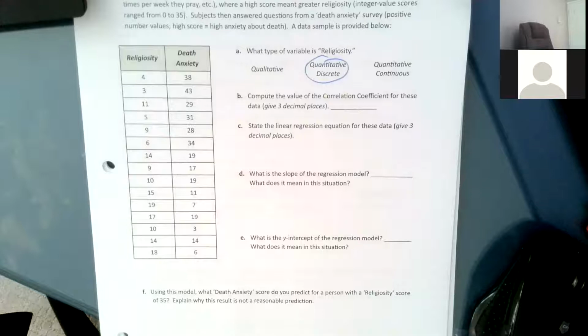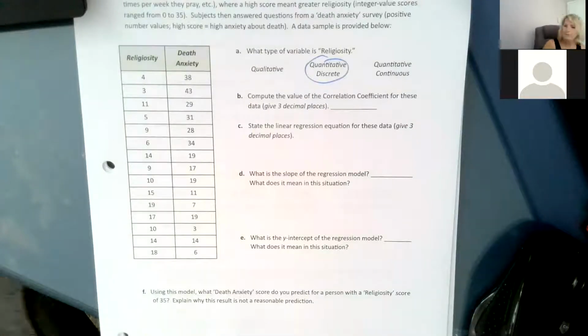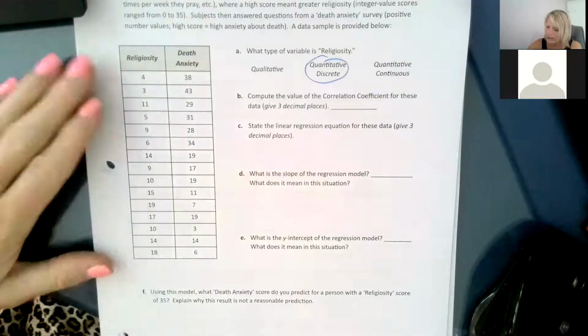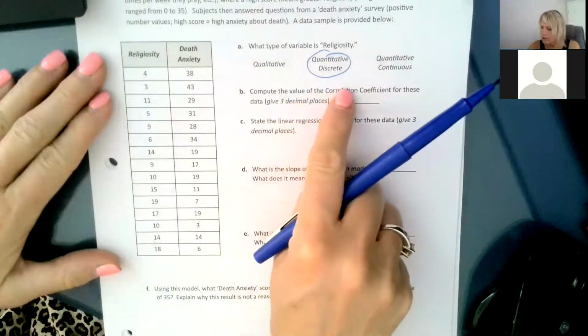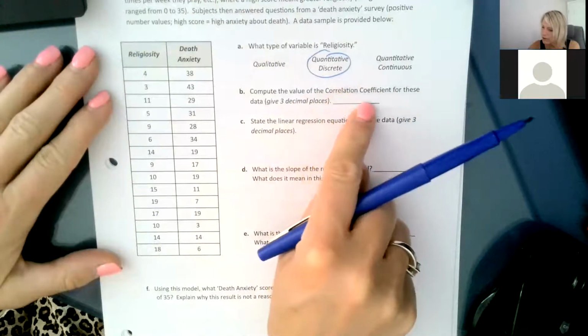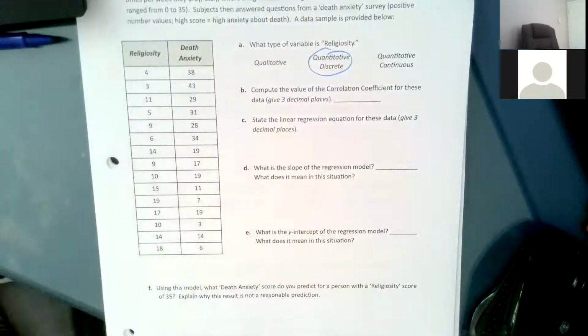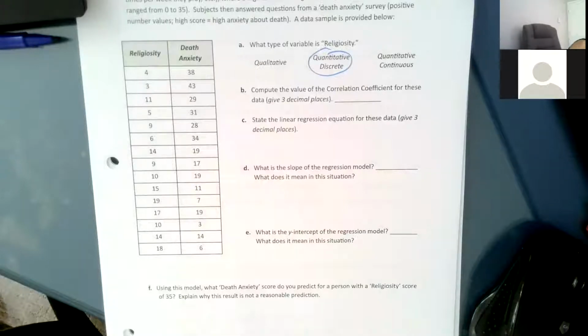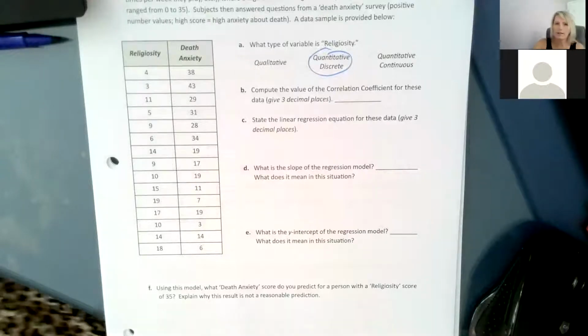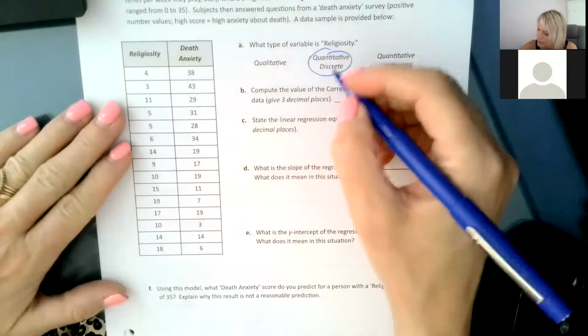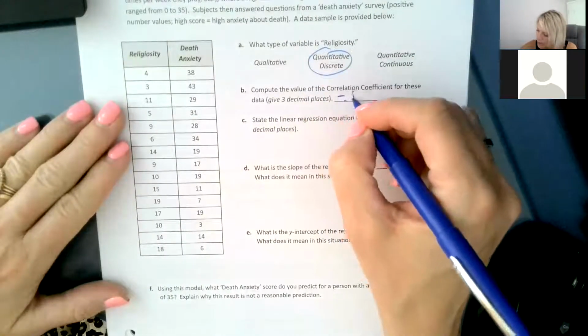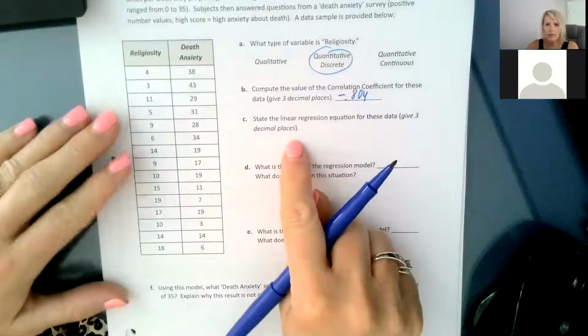It says compute the value of the correlation coefficient for these, which we did. And we listed it on the last one. It was a negative 0.804. State the linear regression equation.